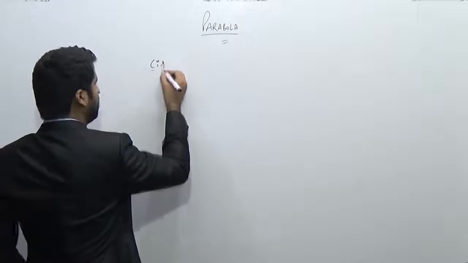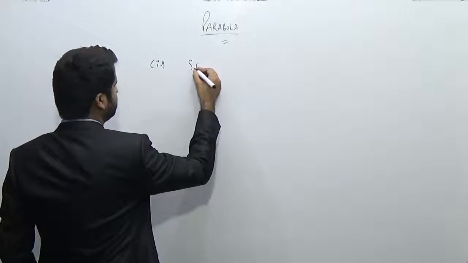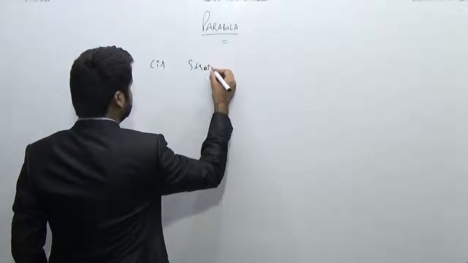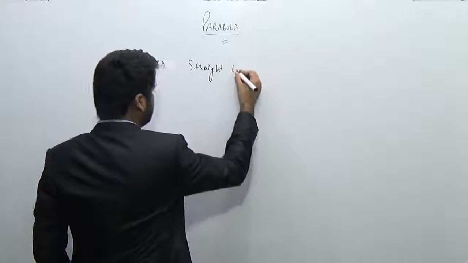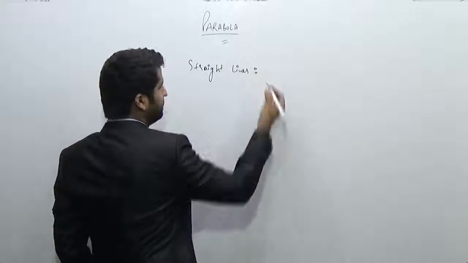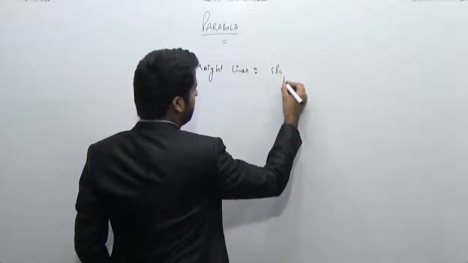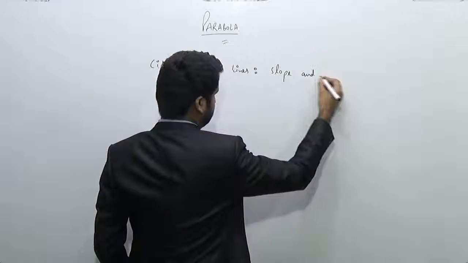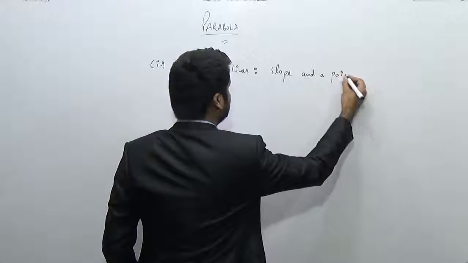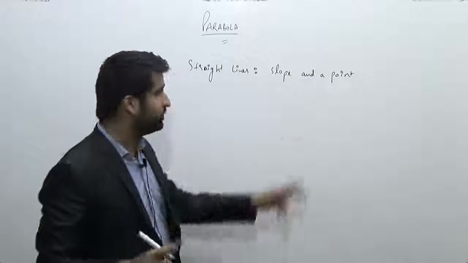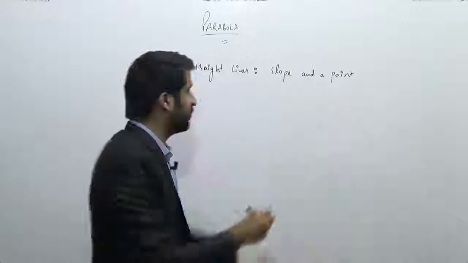How much we have learned in coordinate geometry. First, we saw straight lines. To draw a straight line, we used two things. One was slope and the other was a point. So to draw a straight line, we need to know two things: one is slope and the second is a point.